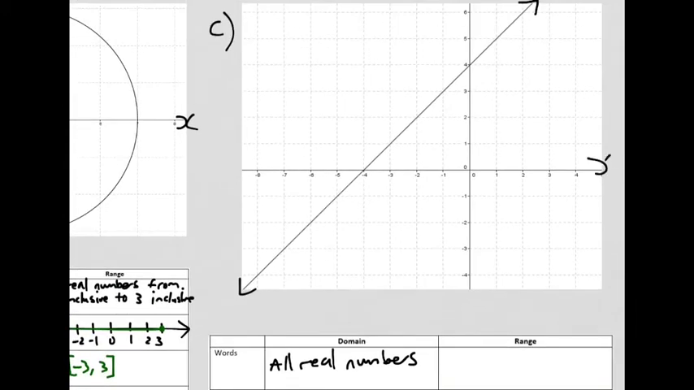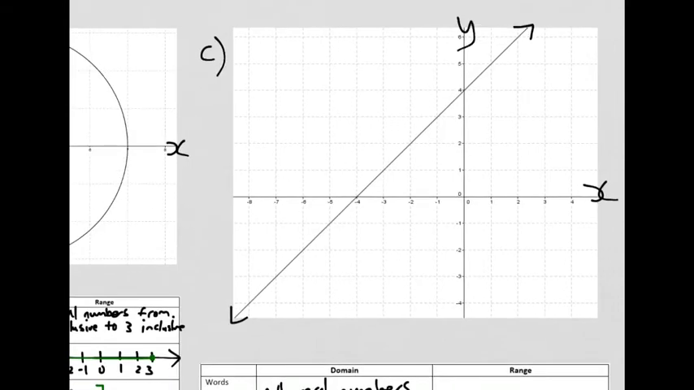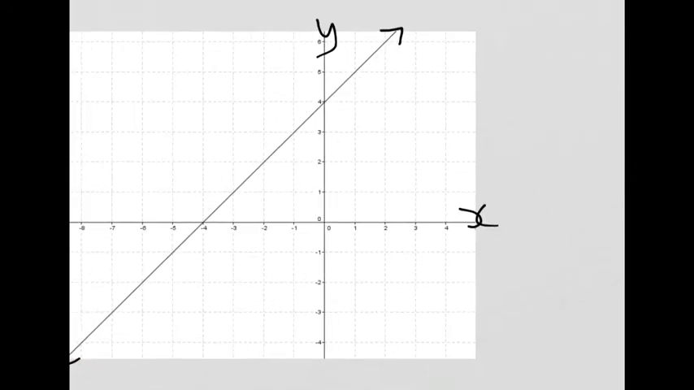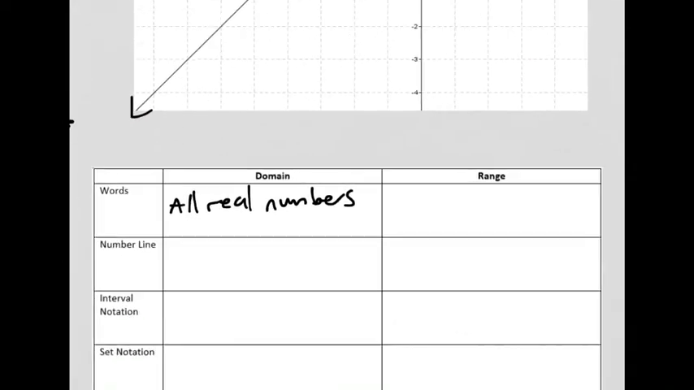Assuming I define that axis as x and that axis as y, there's nothing that x cannot be, right? I can keep going to the left forever and ever, and I will always find x values. And I can keep going to the right forever and ever, and I will always find x values. So it's all real numbers.